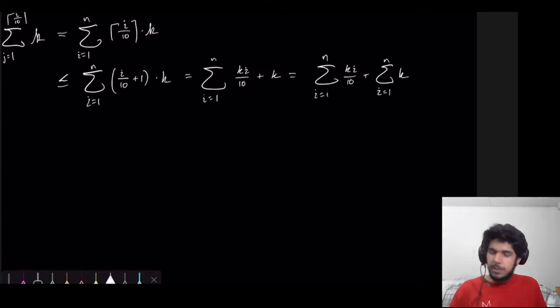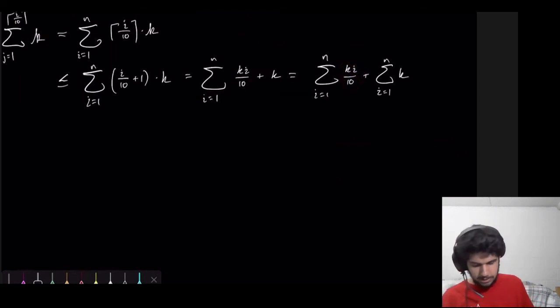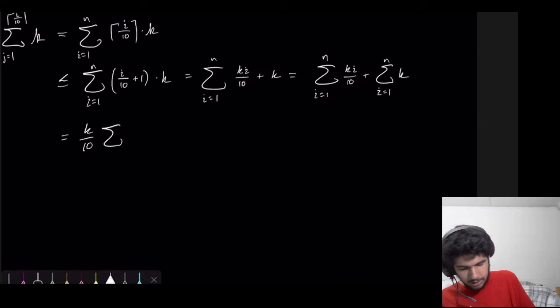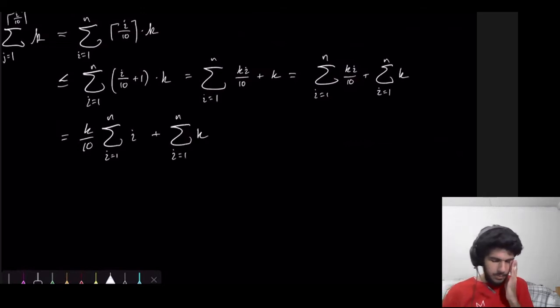And so the first summation, that does have that i term there, but the k over 10, that's a constant, so we can bring it out front. So that will be k over 10 summation i equals 1 to n of i plus the summation from i equals 1 to n of k. So that second summation is pretty easy to solve for. That's just going to be nk.